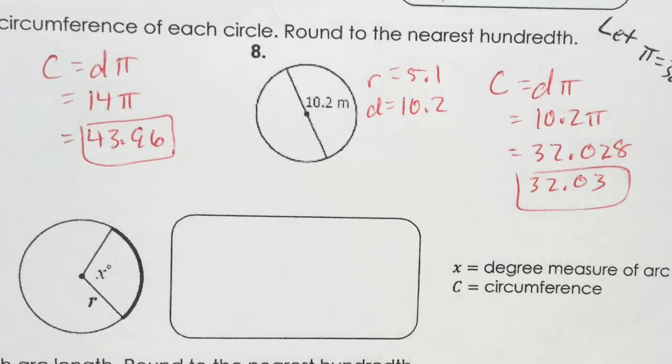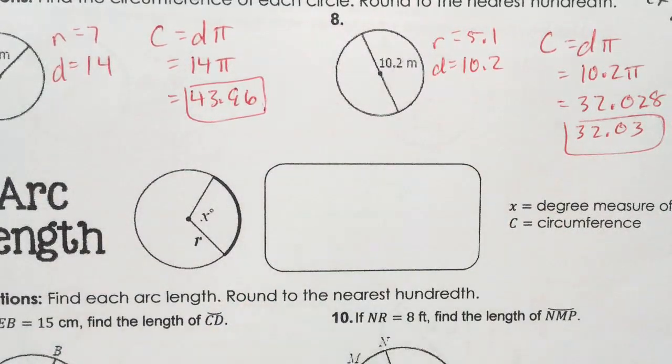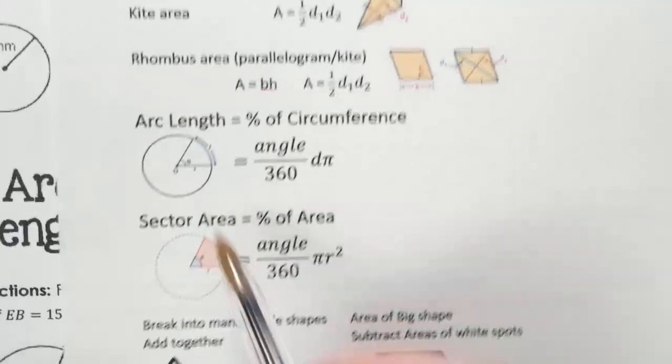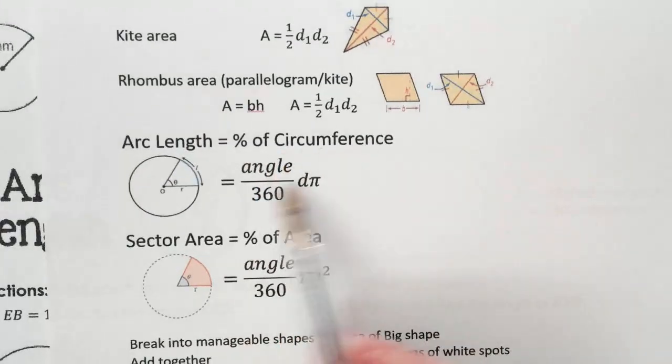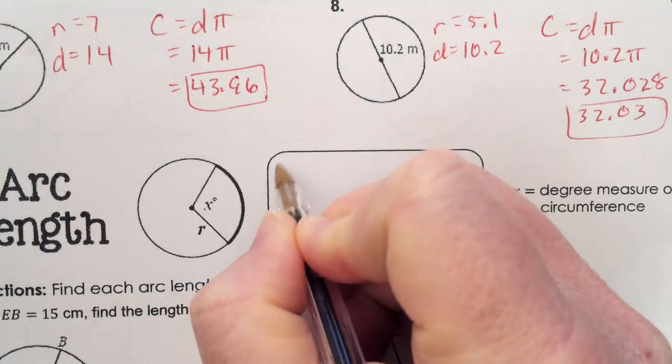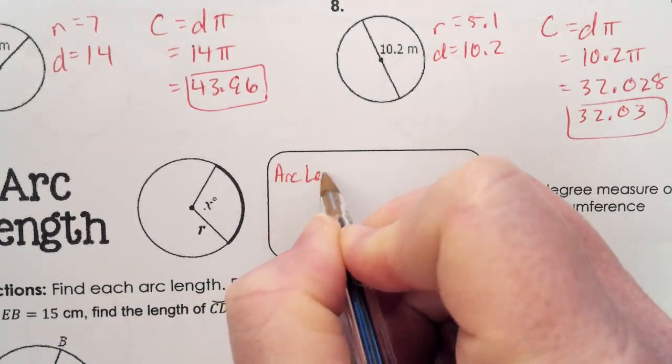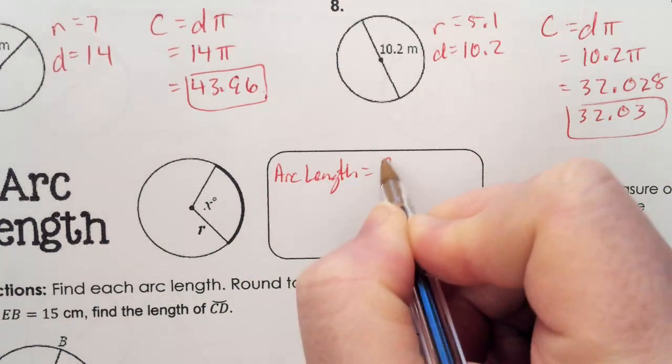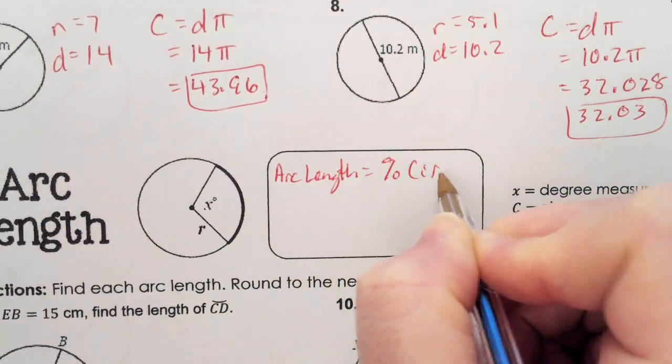All right, now with that out of the way, now we can do arc length. Now arc length, if you look at your Hot Topics page, arc length is a percentage of the circumference this time. So arc length is equal to a percentage of the circumference.